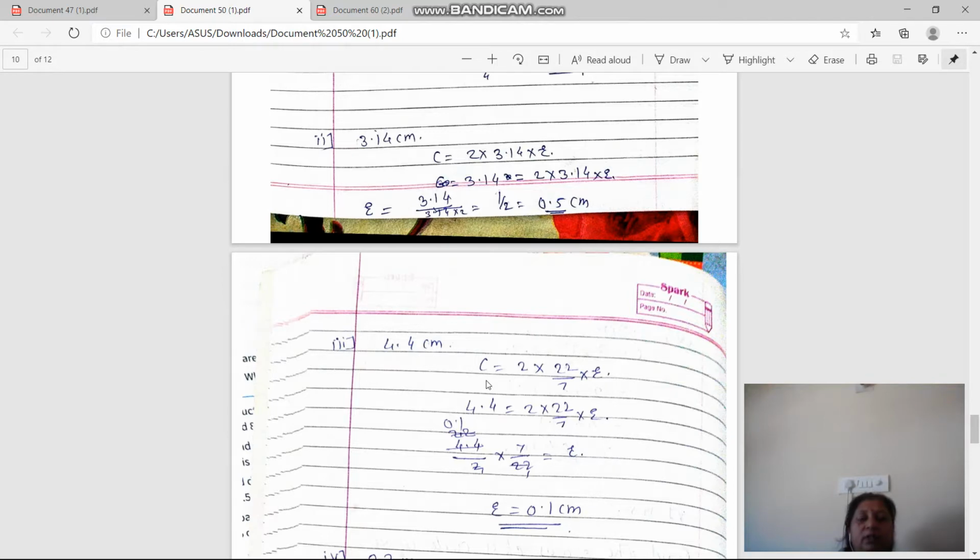Next, third one. 4.4 centimeter. So C for circumference. Circumference is equal to 2 multiplied by 22 upon 7 multiplied by r. Okay. So C 4.4 is equal to 2 multiplied by 22 upon 7 multiplied by r. Okay. So these two will be divided and this 22 upon 7 will be divided. So I have directly multiplied by taking the reciprocal of the fraction. Okay. So 4.4 divided by 2 multiplied by 7 upon 22. So 11 22 1 the 22, 2 2 the 4.